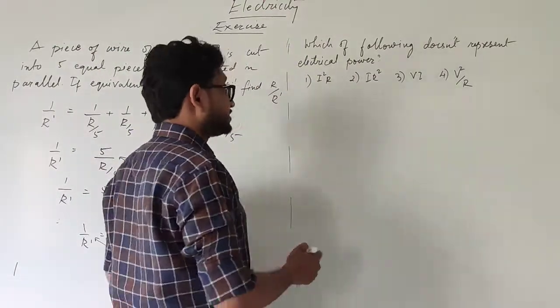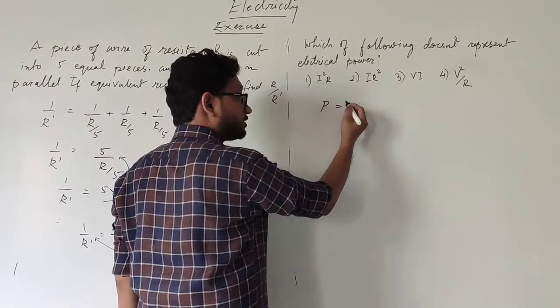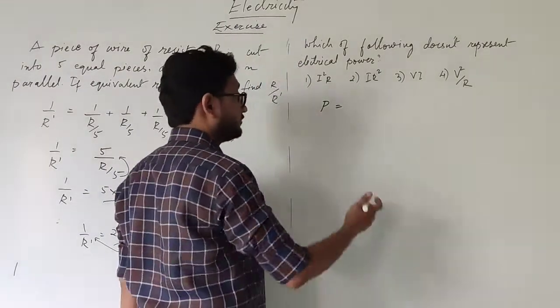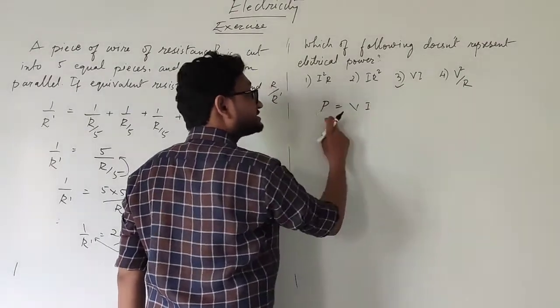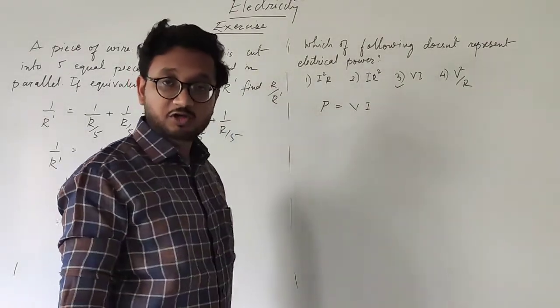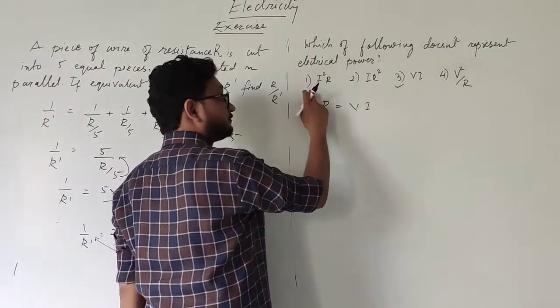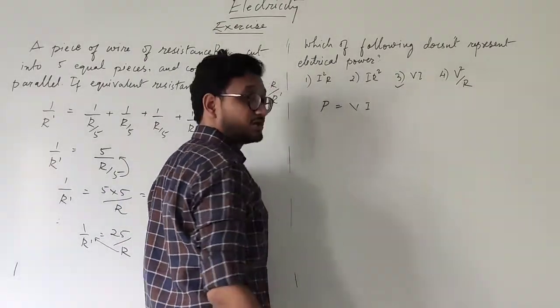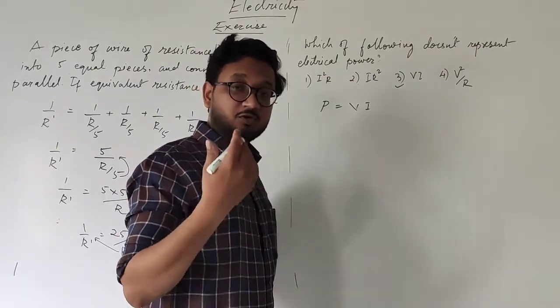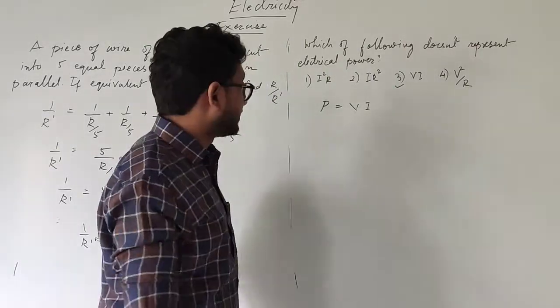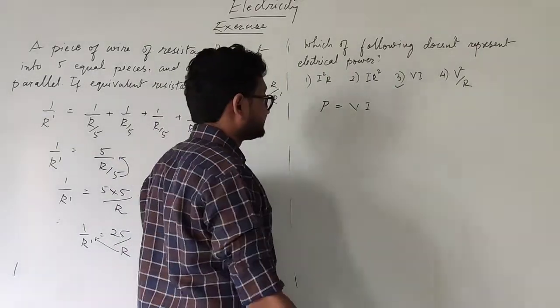So first things first, we have to find the formula for power. The formula of power is P is equal to VI. So the third option is the formula for power that we already know. Now we have to think about the first, second and fourth, because the actual formula for electrical power is P is equal to VI, that we have done the whole derivation when we studied the electricity chapter.